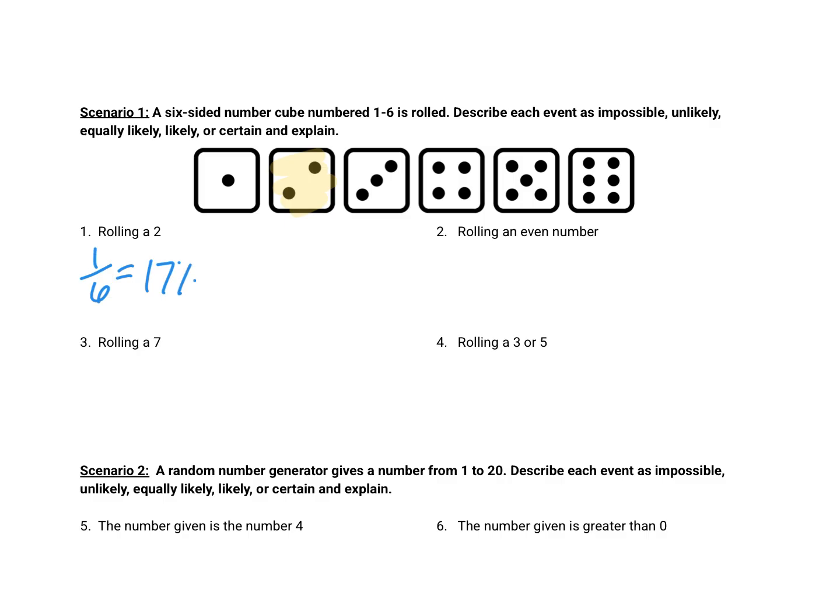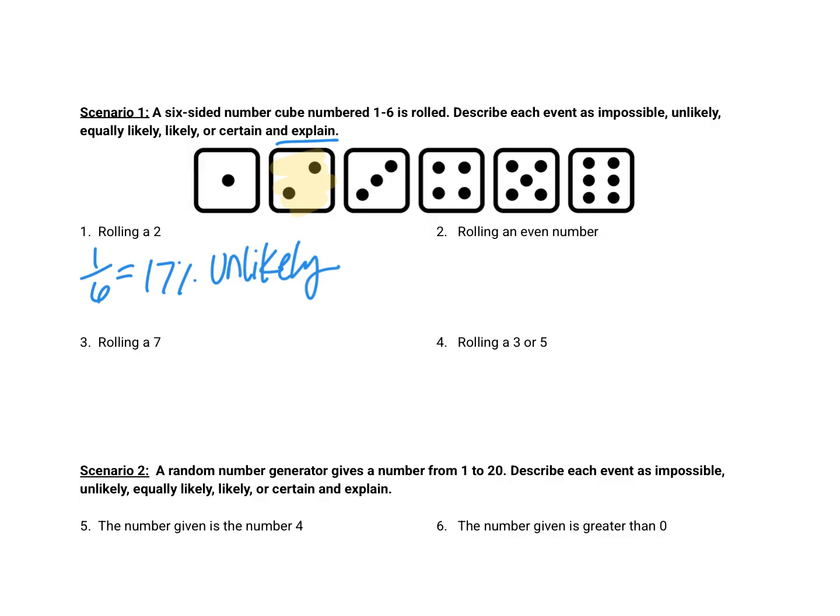Okay, so if we go back and look at that scale that we had previously, 17% falls in the unlikely category. So I'm going to go ahead and write that, unlikely. And the reason why, because remember we do need to explain, the reason why it's unlikely is that it's in between 0 and 50%.